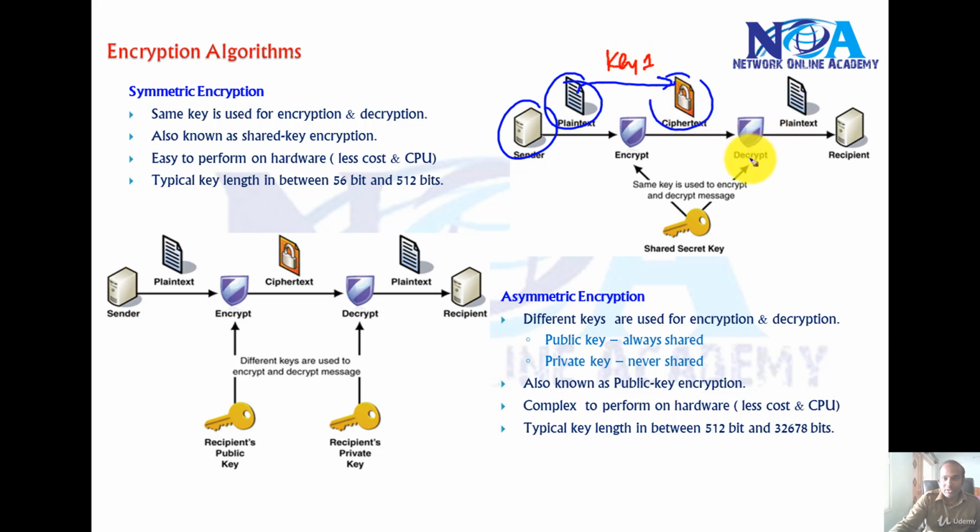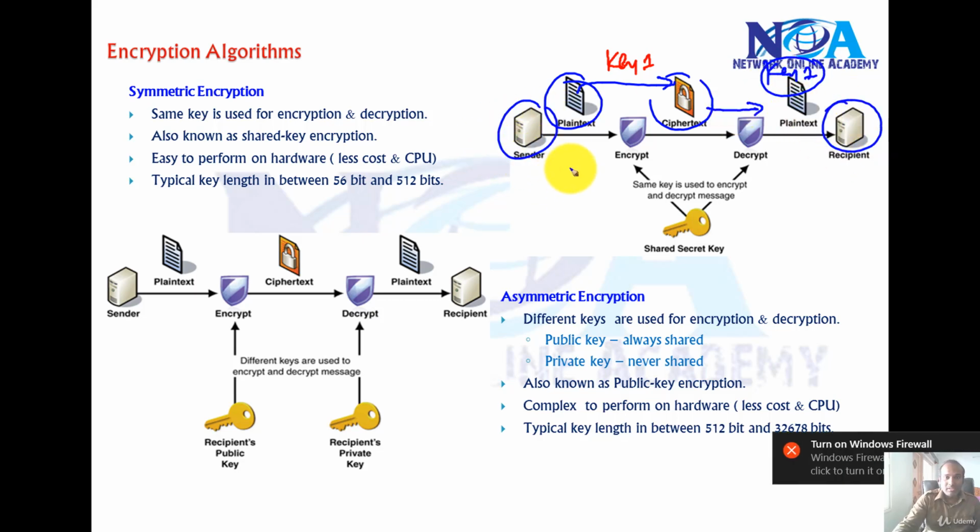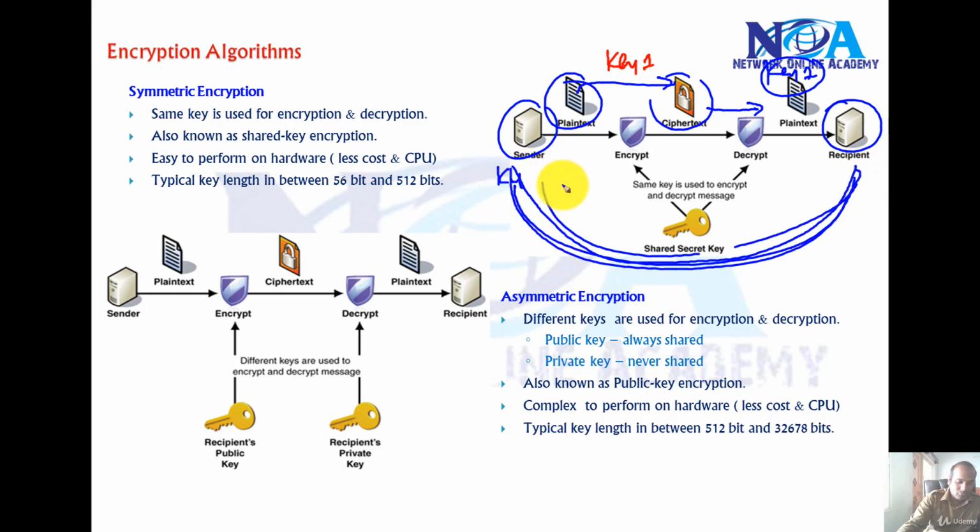And when the receiver receives that encrypted text, he is going to use the same key to decrypt the information. So the same key is used by both the sender and the receiver, which means these two will have a common key. This kind of algorithm we call symmetric encryption algorithms, and they are a little bit easier to perform on the hardware, whether it is on the router or any device, on both the sender and receiver. Typically the length will be between 56 bits and 512 bits.